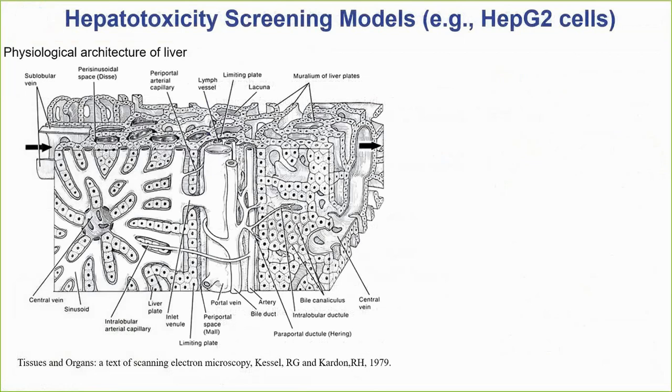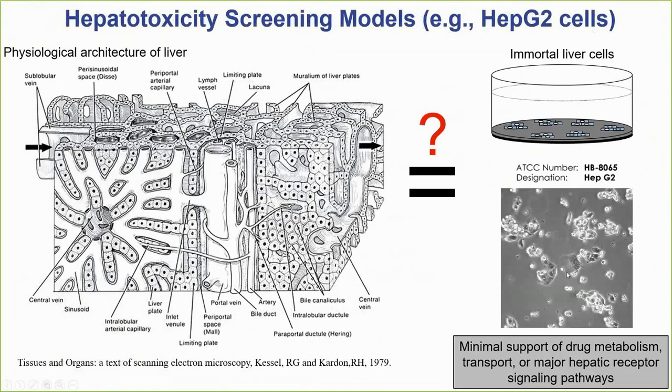When you think about the current world of hepatotoxicity screening, it's largely using cancer cells like HepG2 cells, which, when you look at the complexities of the liver and the structures that are shown there and have been known for decades, the models that we currently use for this just don't resemble this at all. And these immortal dividing cells minimally support drug metabolism, transport, and classical hepatic receptor pathway signaling, with the exception of the aryl hydrocarbon receptor, which does work to some extent in these models.